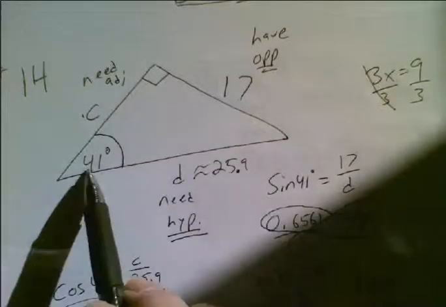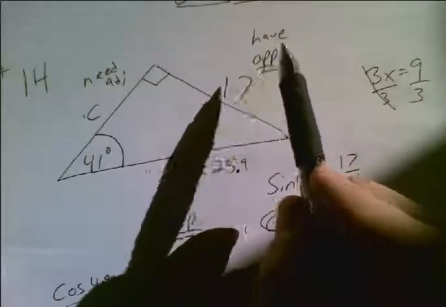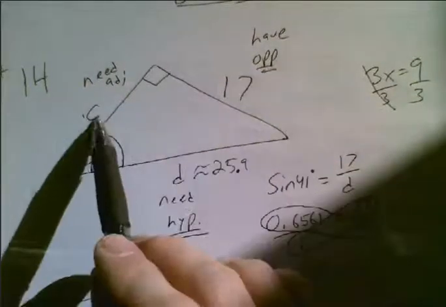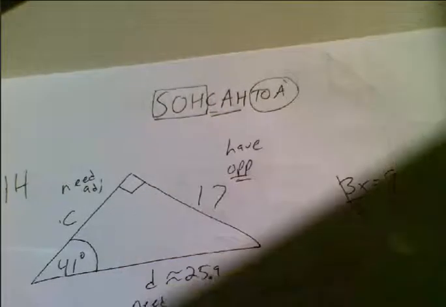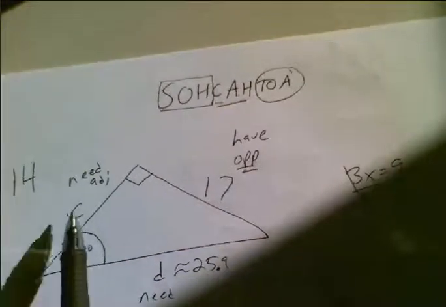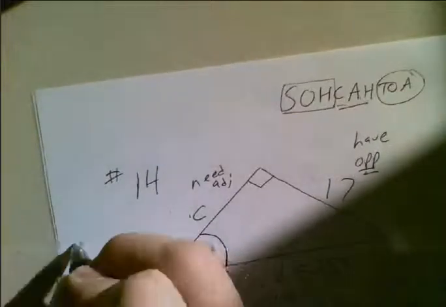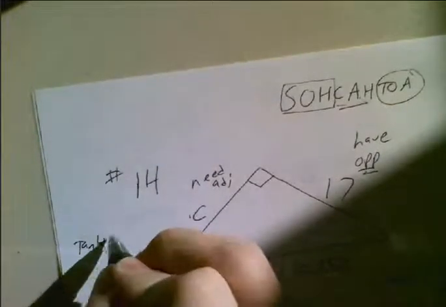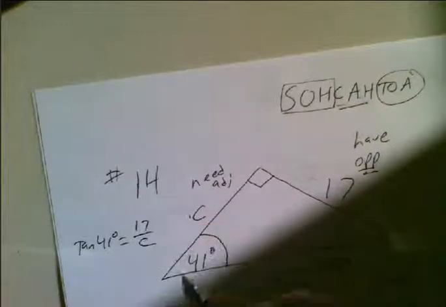Well, if that's the case, then I'm looking at 17 as the one I want to use, and that's opposite. So I have the opposite, and I need the adjacent. Well, tangent is what uses opposite with adjacent. So I could actually solve for C using tangent as well. Let's try it. Tangent of 41 degrees equals opposite, 17, over adjacent, which is C.